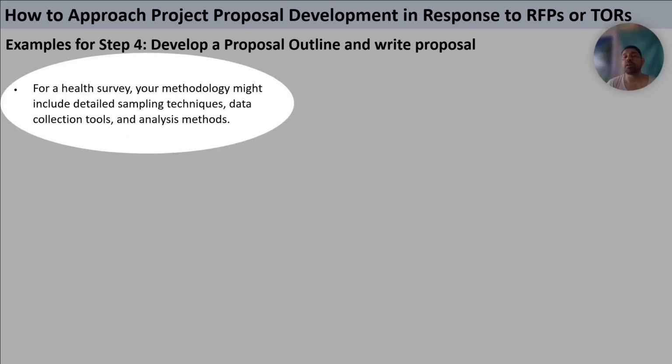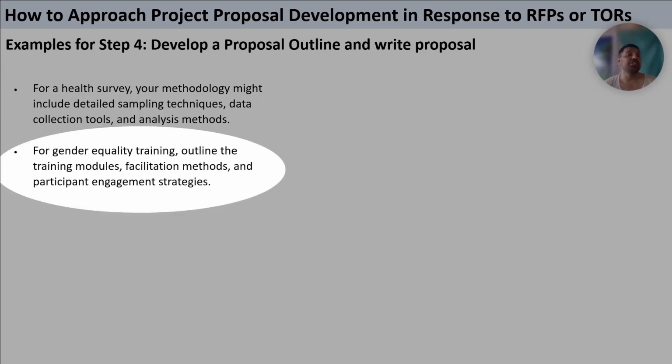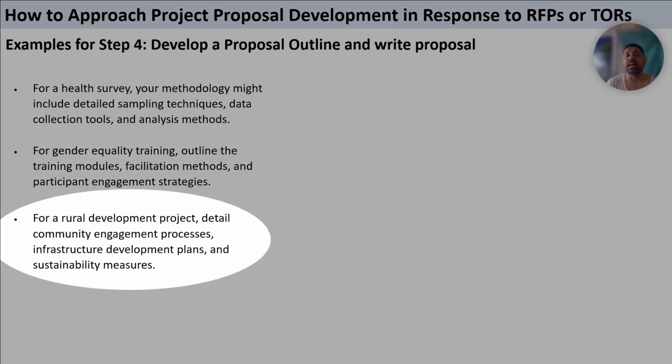Similarly, if the request for proposal is related to a health survey, our methodology might include detailed sampling techniques, data collection tools, and analysis methods. If it's related to gender equality or any other training, we will need to outline the training modules, facilitation methods, and participants' engagement strategies. If the RFP or the TOR is related to a rural development project, we will need to include detailed community engagement processes, infrastructure development plan, and sustainability measures.